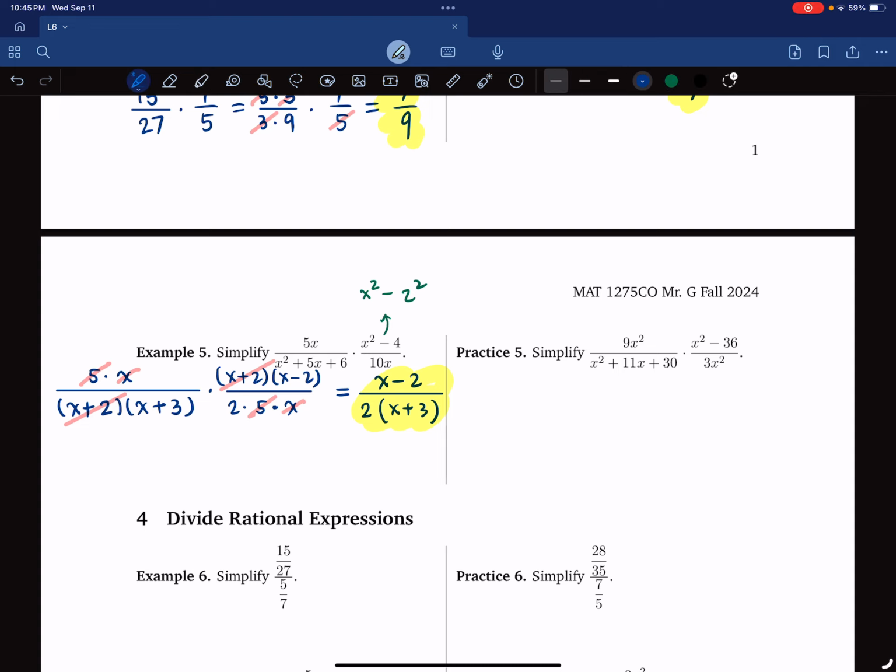And now let's pause this video and complete practice 5. When you're ready, you could restart this video and check if your answer is correct.